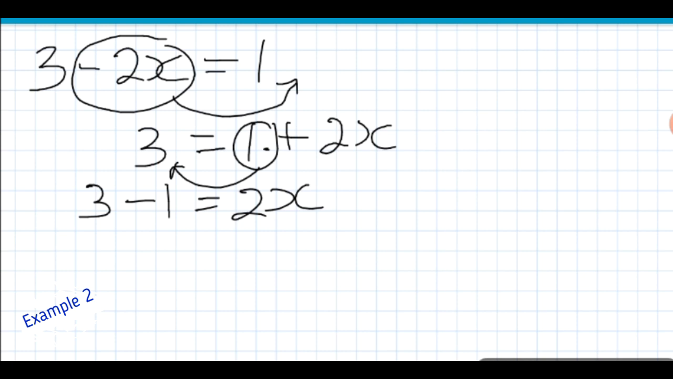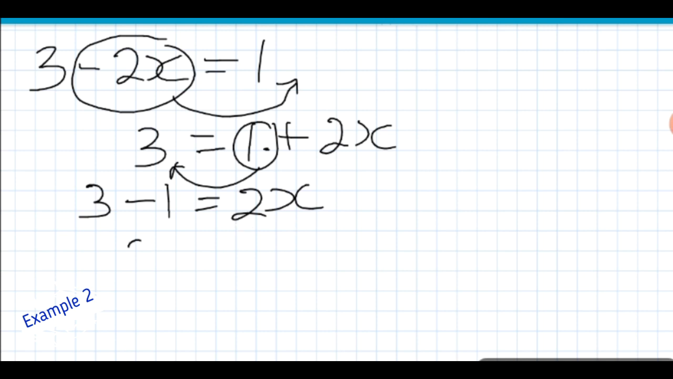Now we still have 2x there. We need to get x by itself. So 2x is the same as x times 2. 2 times x, x times 2. So times 2, what is the opposite of times 2? It is divide by 2. So divide by 2. Okay? Right. So let's do that on the next line.